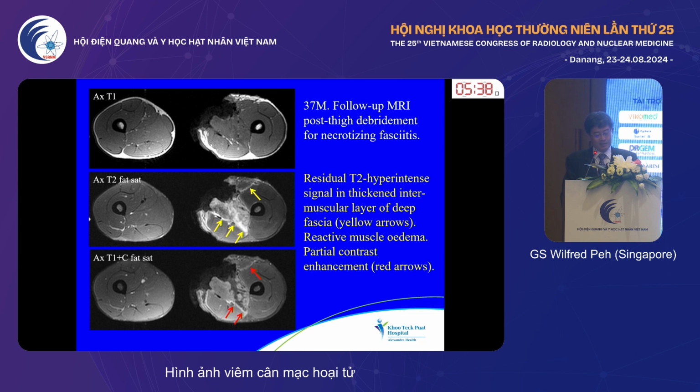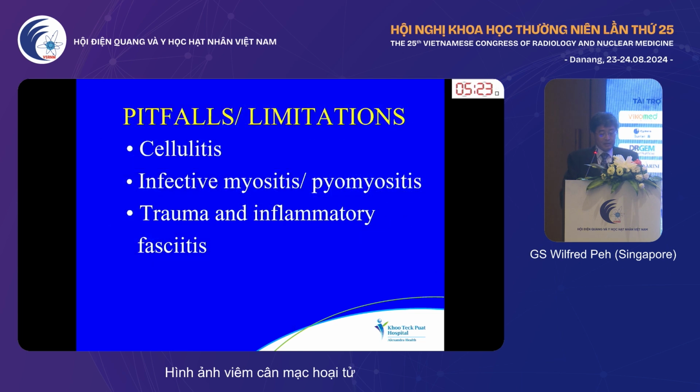So this necrotizing fasciitis, again, occurring in the previously operated patient with typical T2 signal, thickened T2 signal, and some enhancement. So what are the mimics of necrotizing fasciitis? So you can get cellulitis.